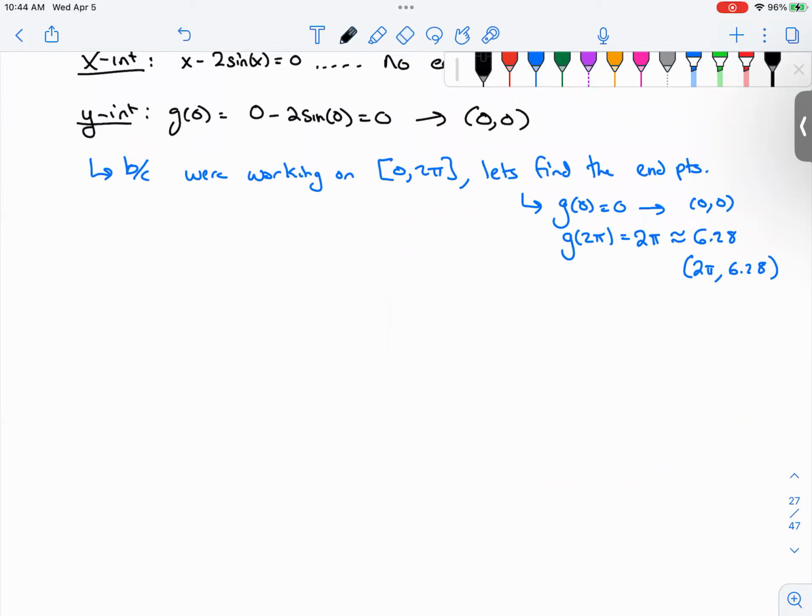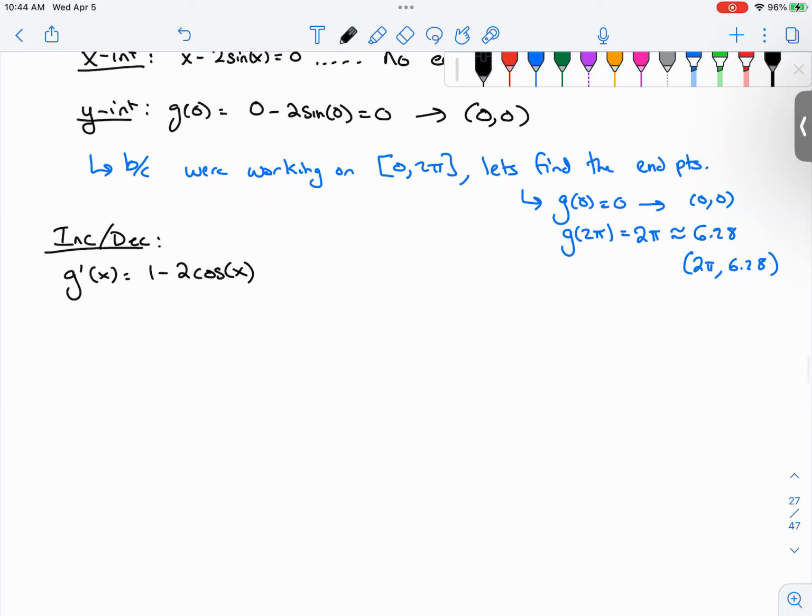So increasing, decreasing. Find g prime of x, which is just going to be 1 minus 2 cosine of x. And yay, we get to solve a trig equation. Love solving trig. Trig is always fun. It's very tricky, really hidden, as my son would say. G prime of x equaling 0 or does not exist, though there's no place where it doesn't exist. It's well defined everywhere. We get 1 minus 2 cosine of x equaling 0. More aptly, cosine of x is equal to 1/2.